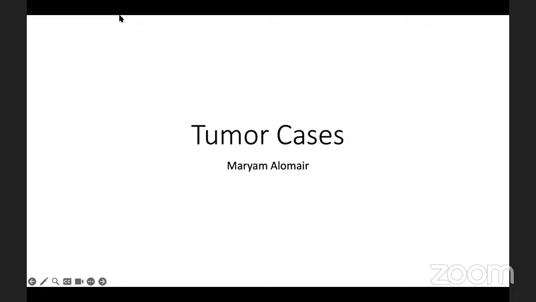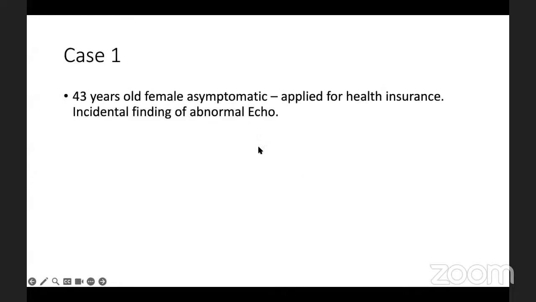We will try to get a lot of people involved in each case, so it won't be a heavy load on one person. Any volunteer? Yes, Dr. Maryam, Muhammad Al-Abbad.